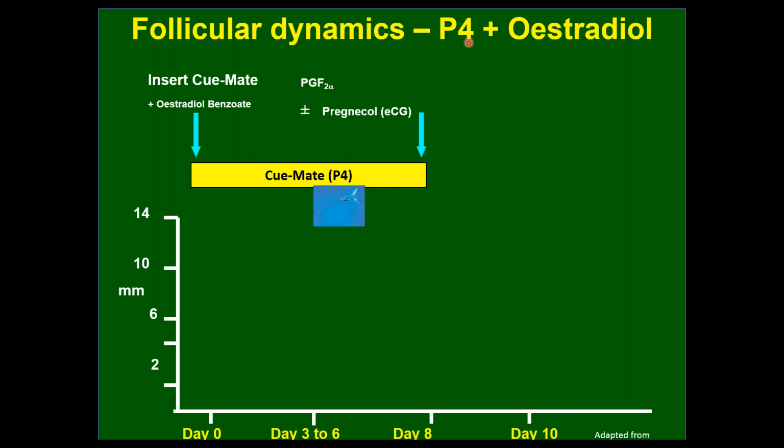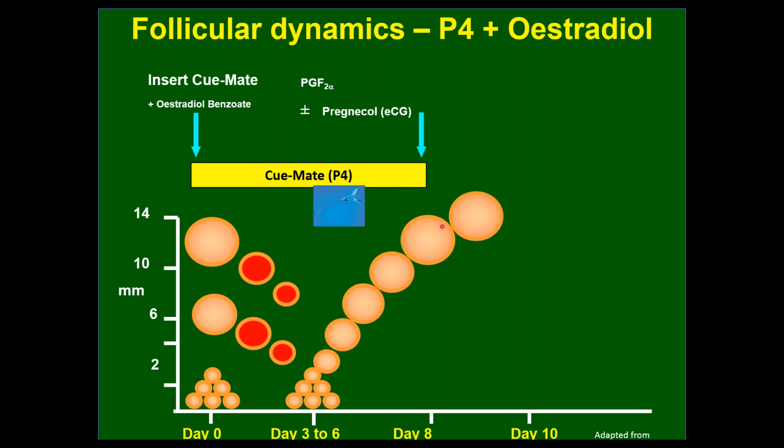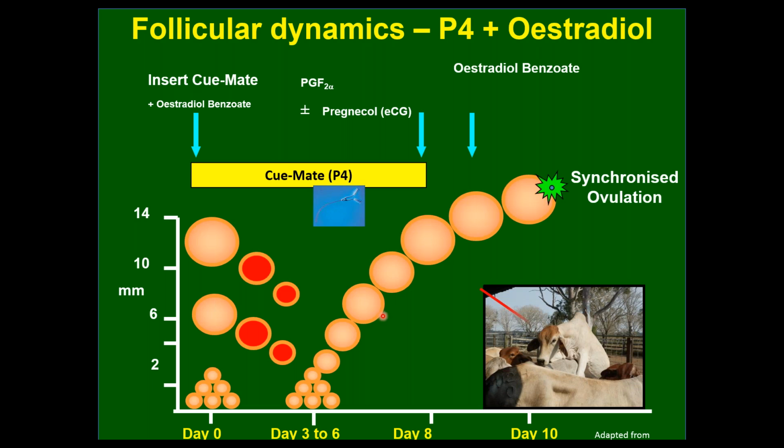So now I'll move on to the progesterone and estradiol-based programs. In these programs, when we insert the Q-mate device and administer estradiol benzoate, what we see is the dominant follicle becomes atretic. Through becoming atretic, this enables a new follicular wave to emerge.